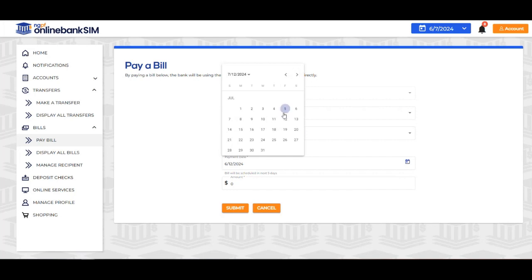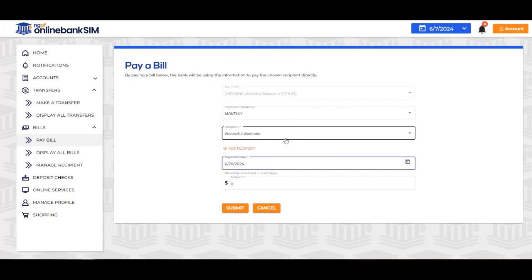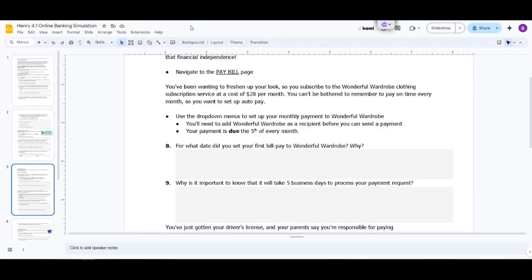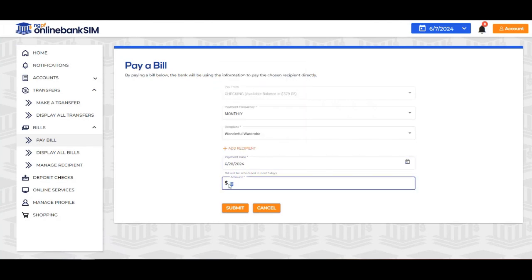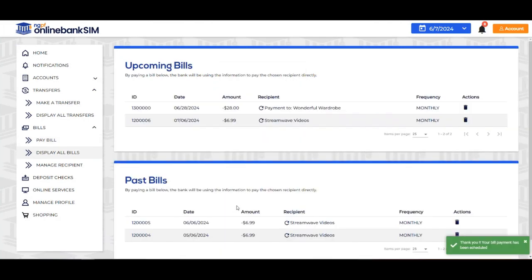So if the payment is due on the 5th of every month, I shouldn't put the payment date on the 5th. I probably want to back it up enough so that that 5 days is incorporated into the timing of it. So I'm going to back it up 1 week to the 28th. So it gives me plenty of time. Now you might push it back till the 29th, 30th, whatever. I'm just going to do that to be safe. And the amount was $28 each time. I'll submit that. Again, I get this notification that that's saved.